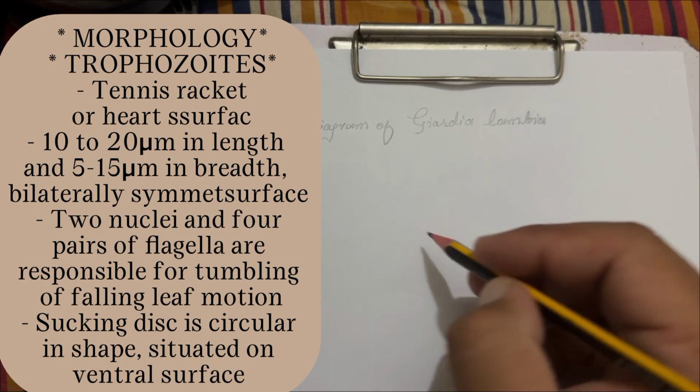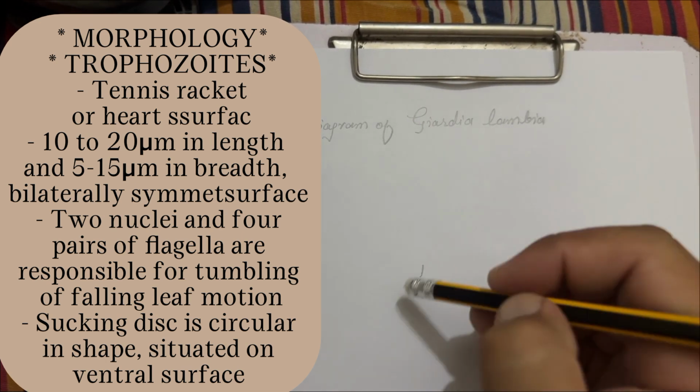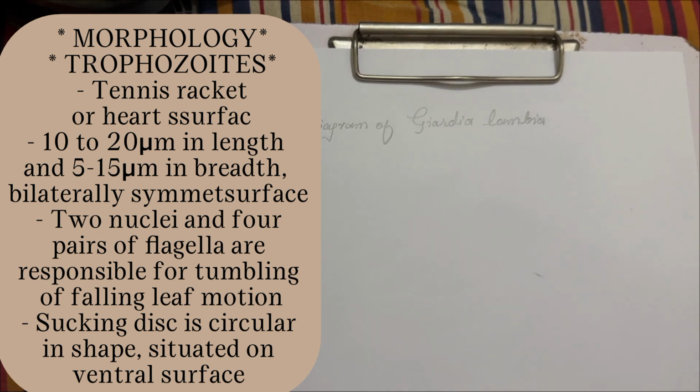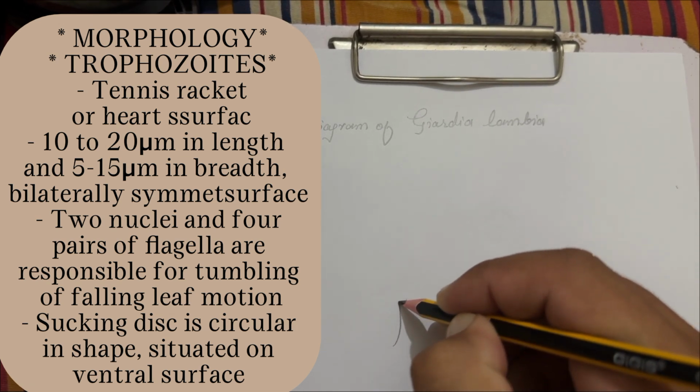Sucking disc is circular and situated on ventral surface of the parasite. It helps in its attachment to the bowel wall or intestinal wall for the invasion.